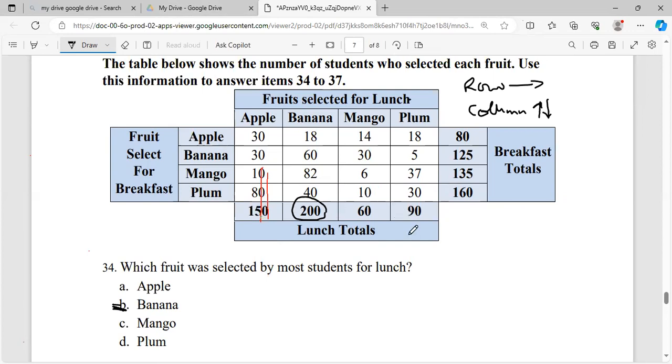So fruit for breakfast and food for lunch. Alright? So you just need one of the totals, and that would give you the answer, because it's the same students. So 350 plus 60 plus 90 gives you the 150, which should give you 500. Yes, sir.